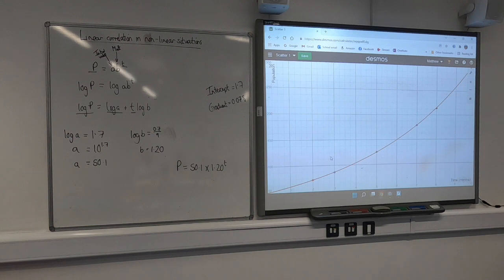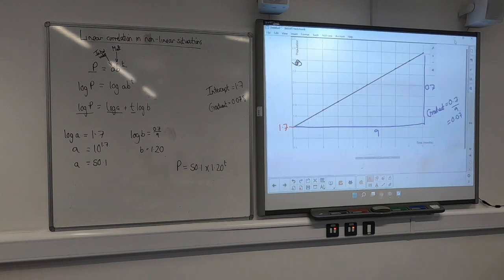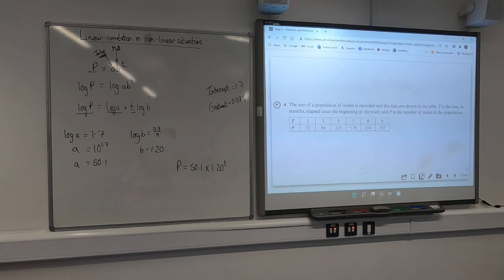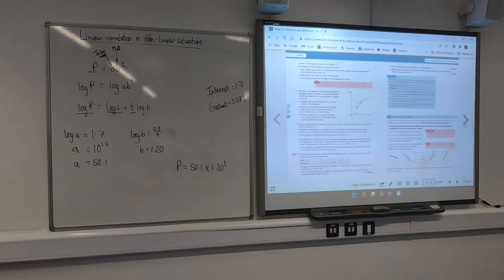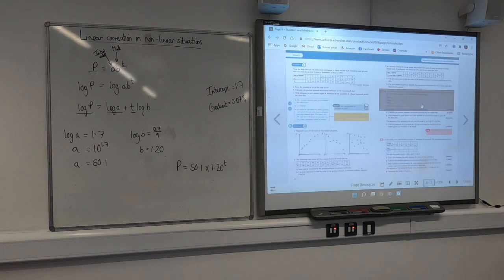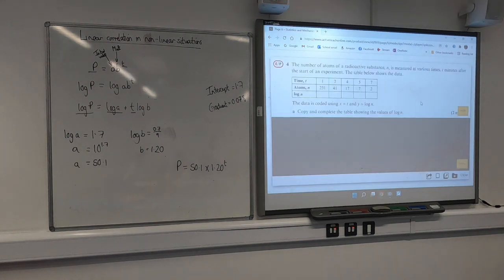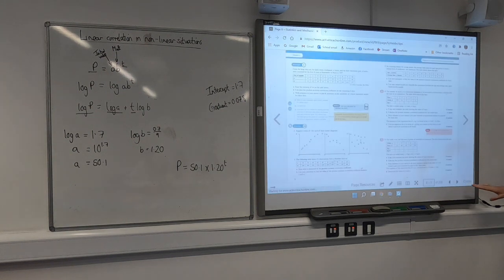Better than that. Right, let's do another example of this, which throws in the calculation of R. Because don't forget, we mustn't do this unless we've calculated R. So can you jump to page 7 in the textbook? 7's one of my favourite numbers. And question 4.